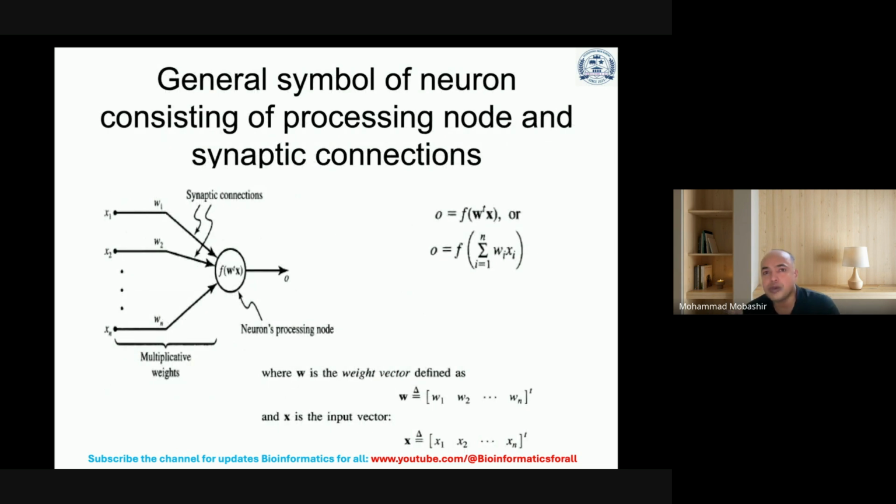Now, the general symbol of a neuron consists of a processing node and synaptic connections. So here you can see the nodes and the synaptic connections, and these are the mathematical functions. What is called multiplicative weights means xn into wn, x2 into w2, x1 into w1. Then the neuron's processing node is here, then the outcome is here. Here w is the weight vector defined as something like this, and x is the input vector, which could be defined like this.